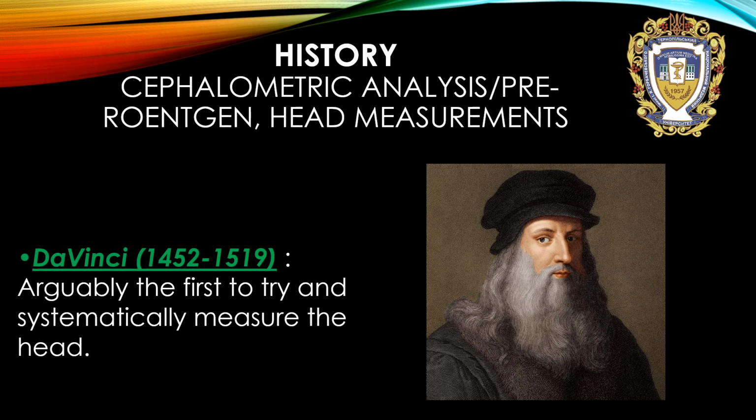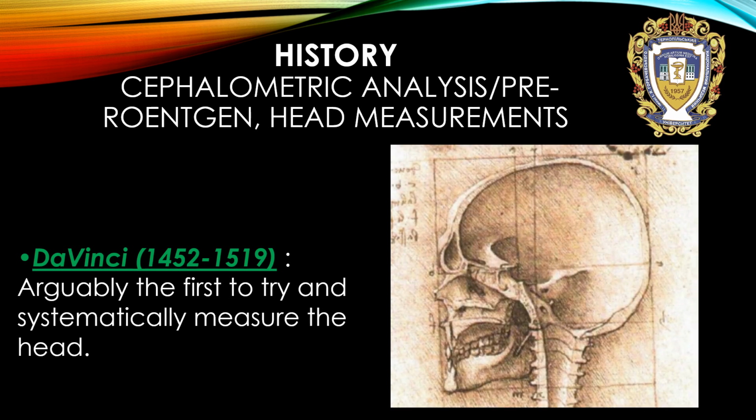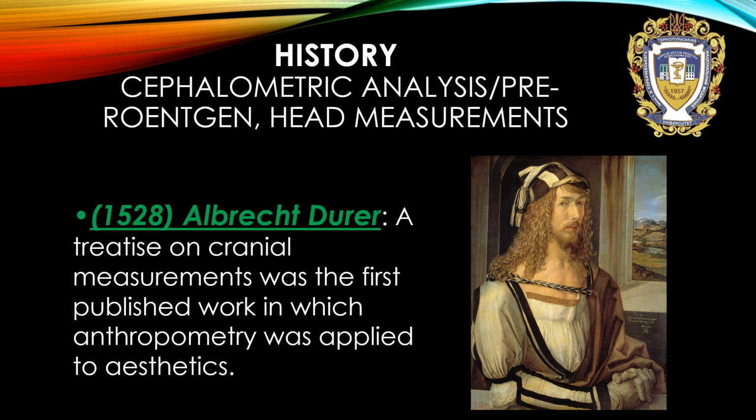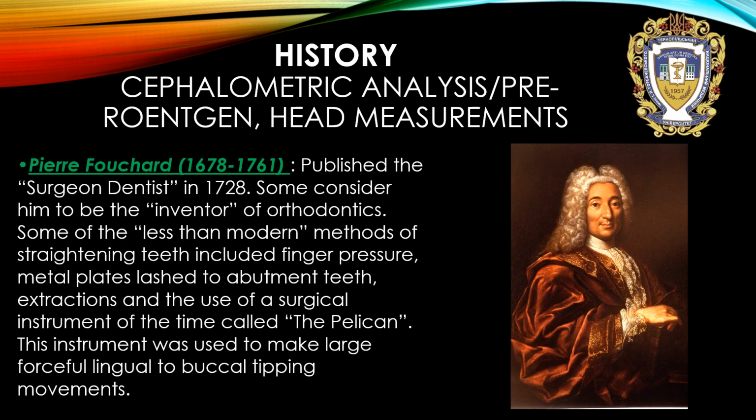You know this man too. It is Leonardo da Vinci, arguably the first to try and systematically measure the head. It is part of his scientific work, where he described and measured and tried to find proportions of the human cranium. Albrecht Dürer, you know, is an artist, but his treatise on cranial measurements was the first published work in which anthropometry was applied to aesthetics.